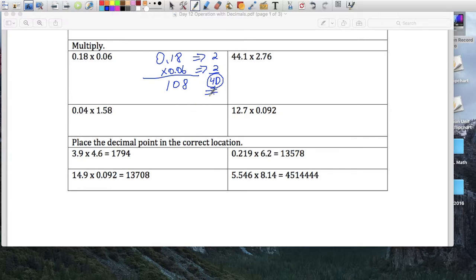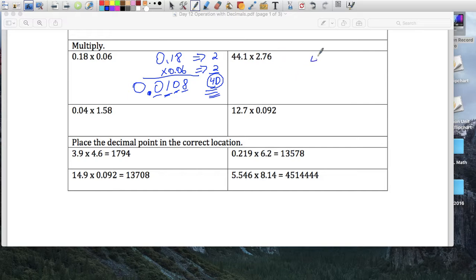Now, this number tells us that our answer should also have 4 decimal places. If the two numbers combined that we're multiplying have 4 decimal places, so should our answer. So let's put 4 decimal places in this answer. Start from the back here. That's 1, 2, 3, 4. I'm going to add a decimal. So does our answer now have 4 decimal places? Yes, it does. 1, 2, 3, 4. So make sure that your answer has the same number of decimal places as the two numbers combined.